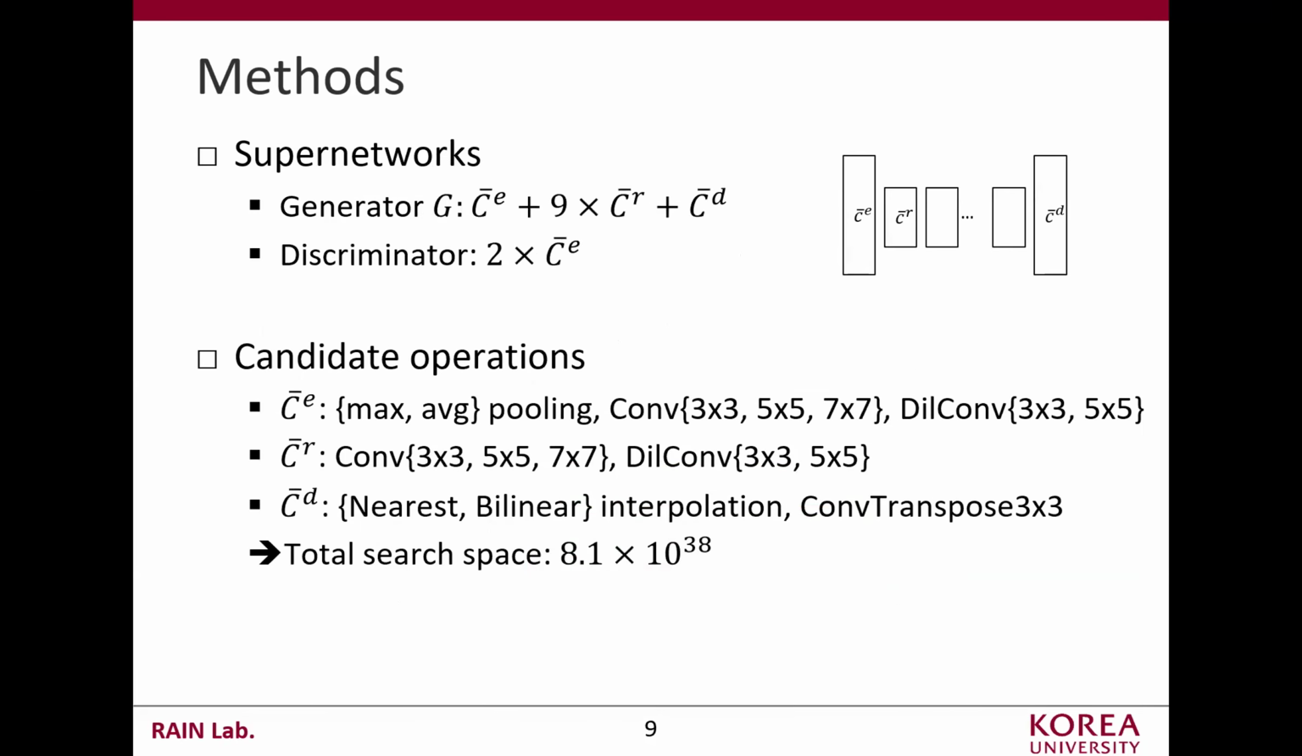Each candidate operation consists of poolings or convolutions and interpolations according to its role. Because CycleGAN is an image-to-image translation network, given an image, it outputs an image. So basically, the generator has an encoder cell, residual cells and decoder cells. But the discriminator should output a probability, so it just has encoder cells.